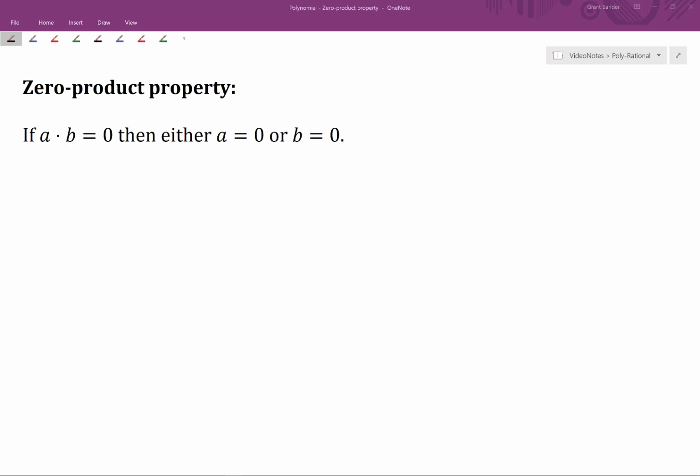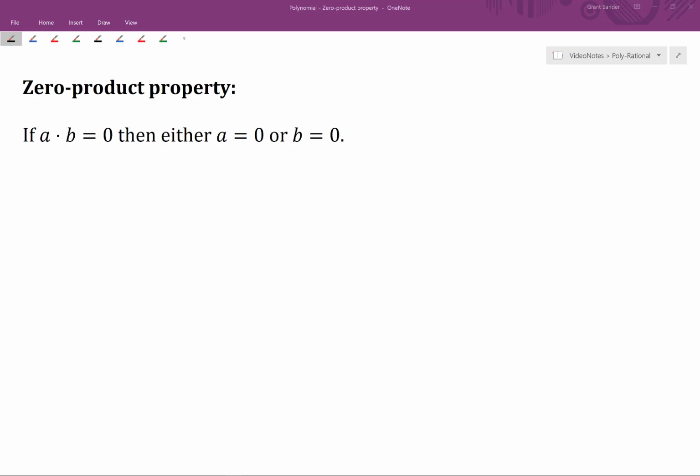In this video, we will look at the zero product property and see how we can use this to determine horizontal intercepts of some polynomial functions. The zero product property says that if a times b is equal to 0, then either a equals 0 or b equals 0, where a and b are just real numbers.